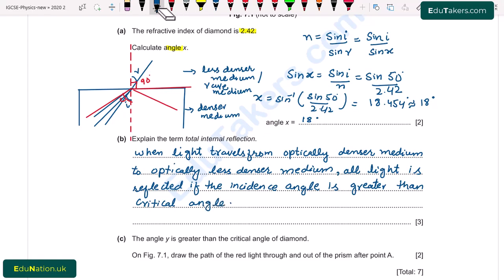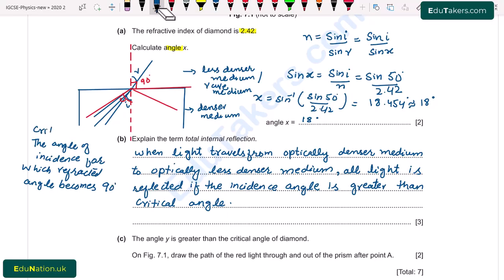And what is critical angle? I am writing here: the angle of incidence for which a refracted angle becomes 90 degrees. It's the definition of critical angle.